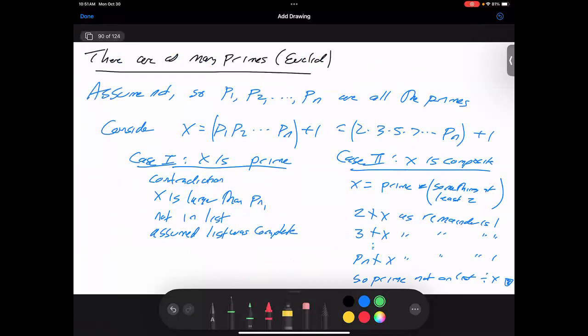So it looks like these primorials plus 1 are always prime? And there are some interesting questions you can ask about that as well.